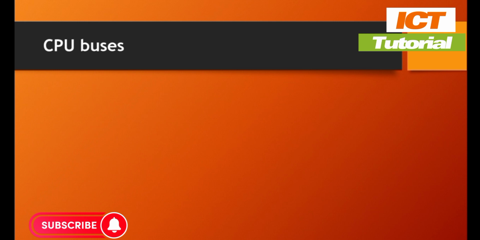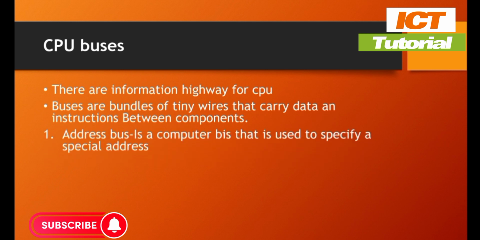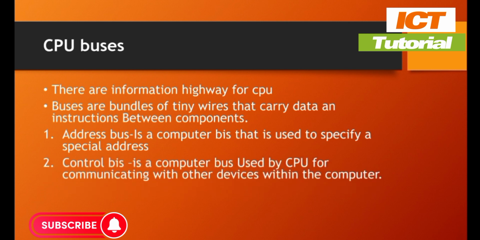So we'll check on the CPU buses. The information highway: CPU buses are bundles of tiny wires that carry data and instructions between components. That is now inside the CPU. We have different types of buses. The address bus is a computer bus that is used to specify a special address. That's why it's called the address bus, because it's for specifying a special address. Then we have the control bus. It's a computer bus used by the CPU for communicating with other devices within the computer.